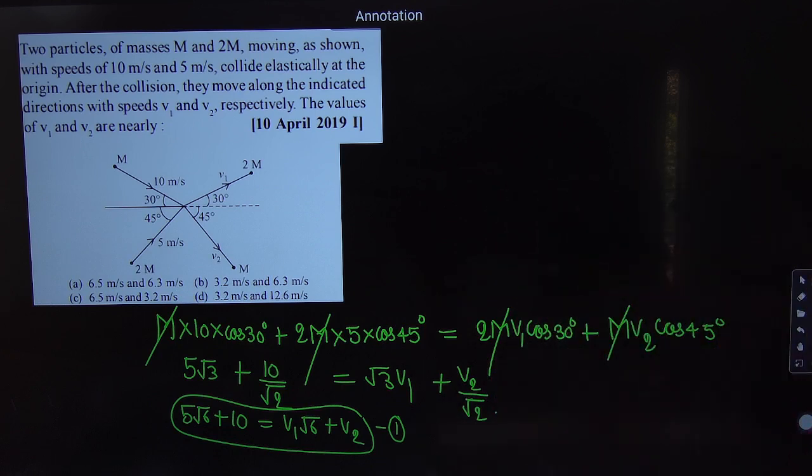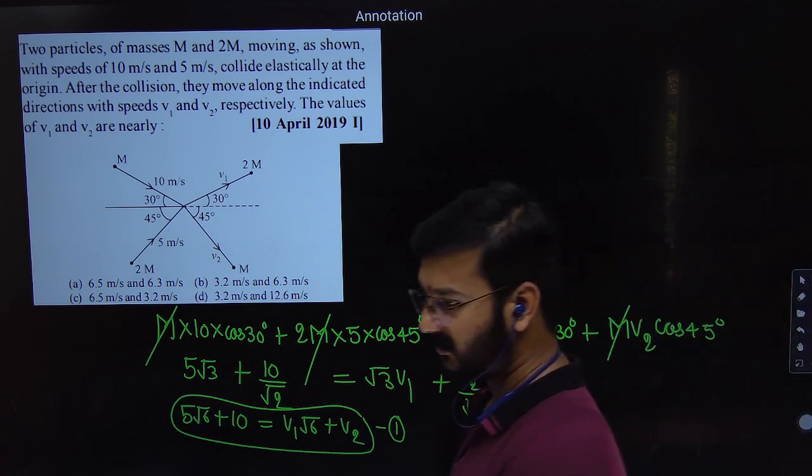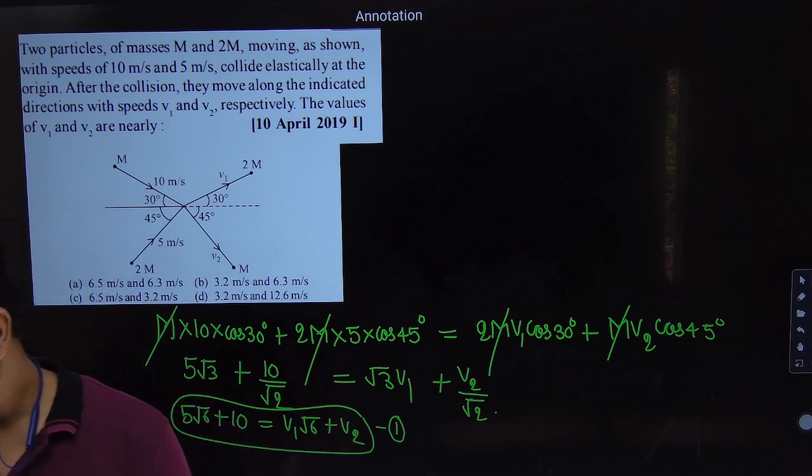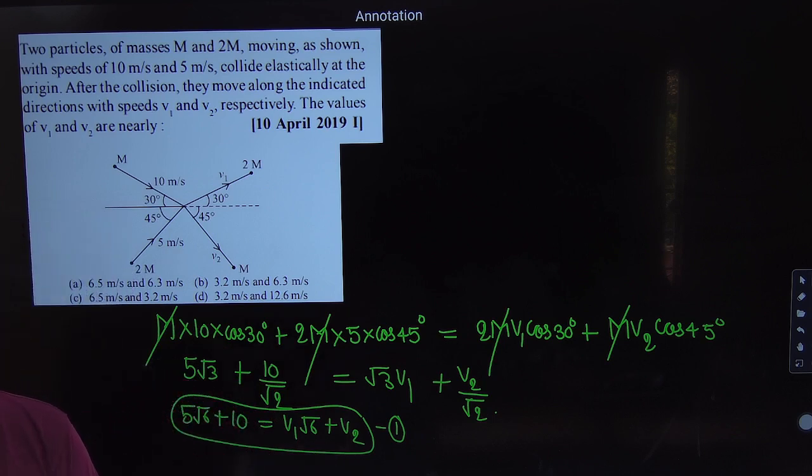Conservation of linear momentum in which direction? X direction. Yes, any answers? I heard someone telling the answer. B. How much? B. Okay, I think 6.3 is correct. I have to check for the V1. V1 is 3.2.